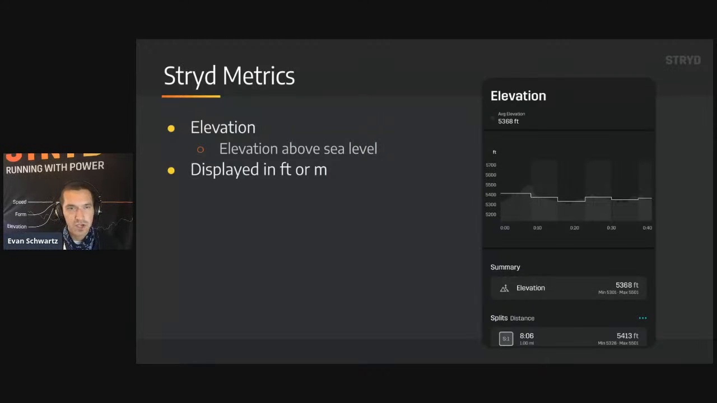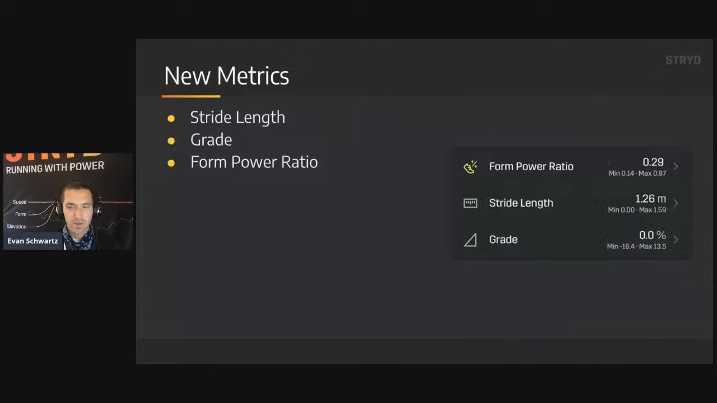The next one is elevation, and this will be elevation above sea level. It's displayed in feet or meters, depending on what your preference is. We'll have an average elevation as well as the minimum and maximum elevation. So this one's pretty standard. A lot of people, if you use another sports wearable to track, you'll typically see elevation on that side as well. So it shouldn't be necessarily anything super new to you.